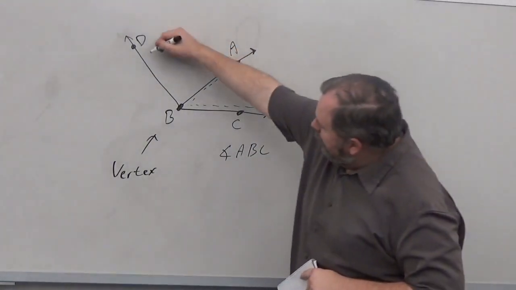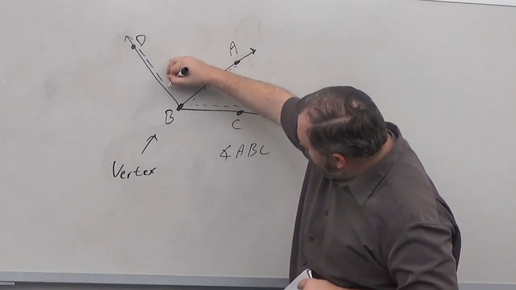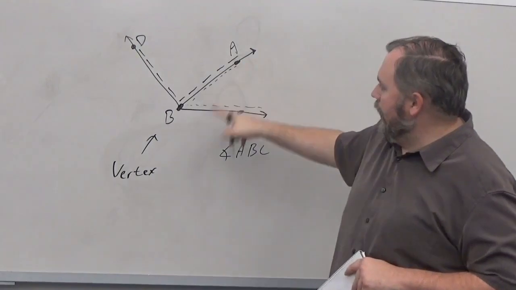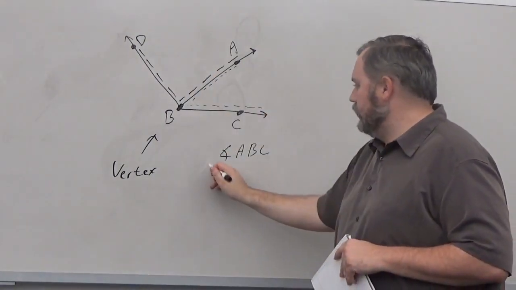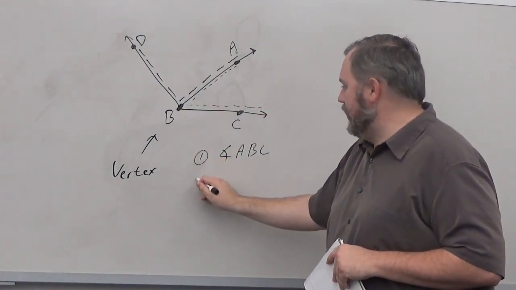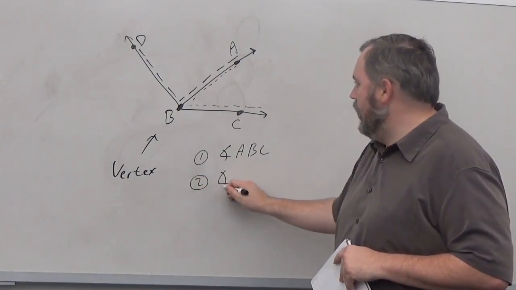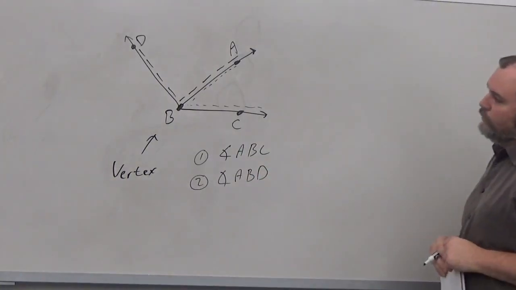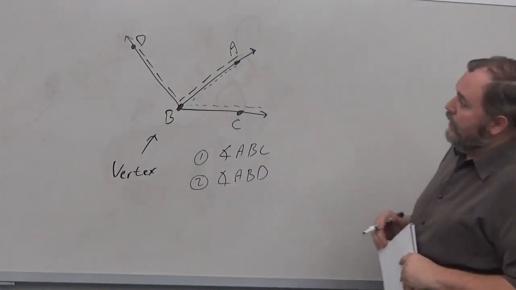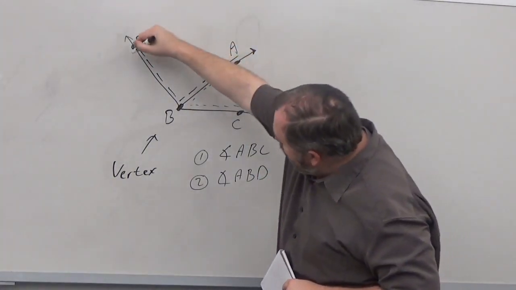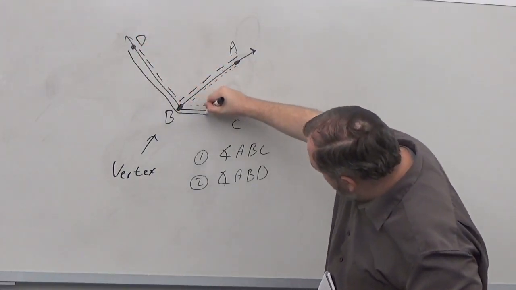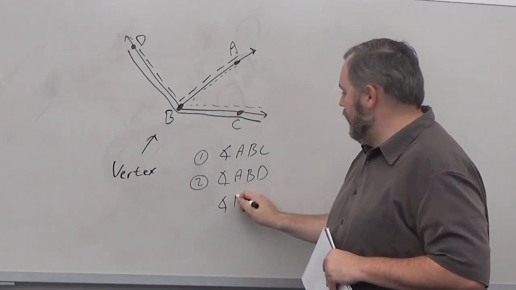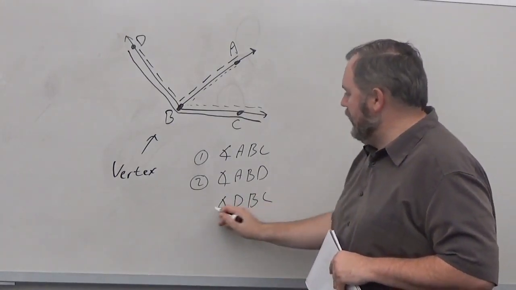All right, what other angles do we see? Well, I see one here. I'll use long dashes this time. That's angle ABD. So our first angle was ABC. Our second angle is angle ABD. Do we have any more? Yes. It's the outer angle right here, and I'm just going to draw a solid line showing it. Okay, angle DBC.